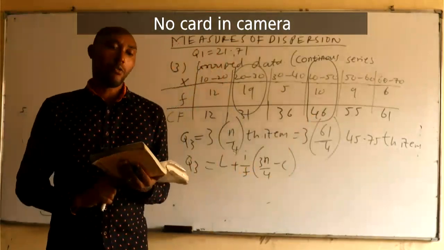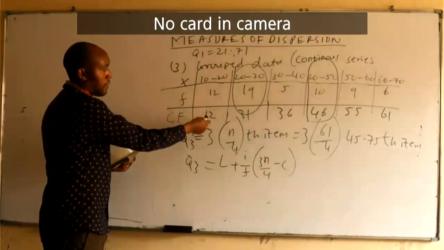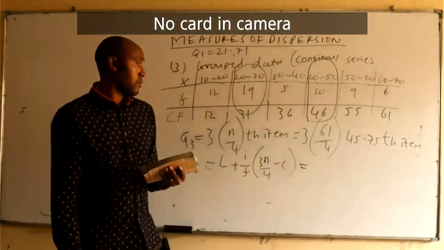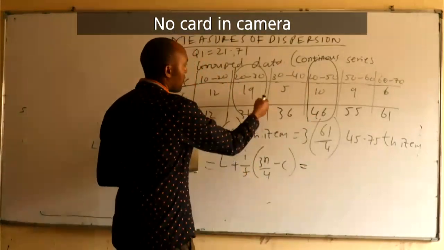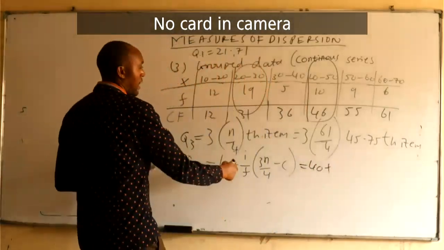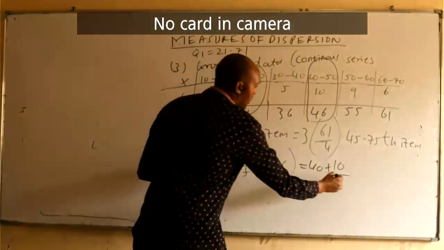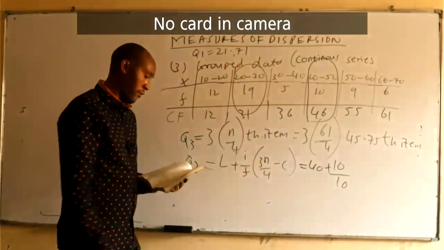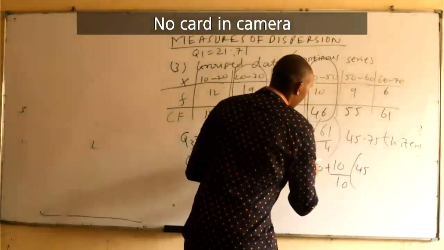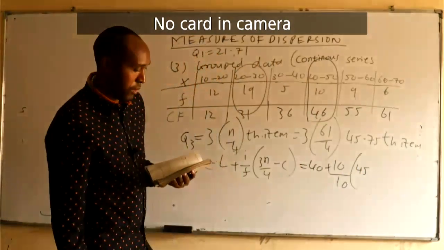So I think I need to make a correction. The other one I said is this one, but it is this one. So then just using our formula, we will continue. L will be 40, the lower class boundary. I is the class difference. F is the frequency. So into brackets, we have already gotten our 3N over 4.